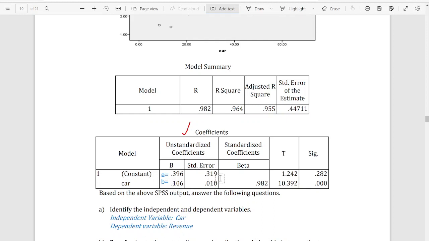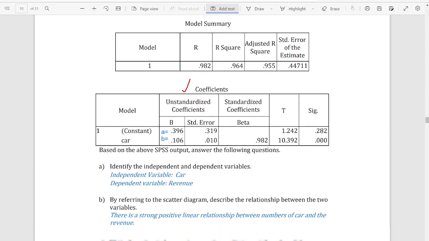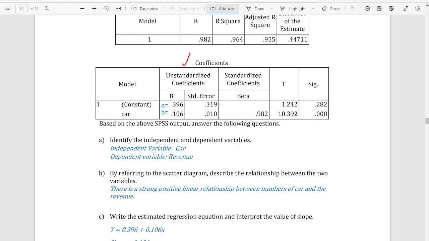And then you have its standard error. And then you have the beta value over here. Okay. So these are the questions asked related to the output.